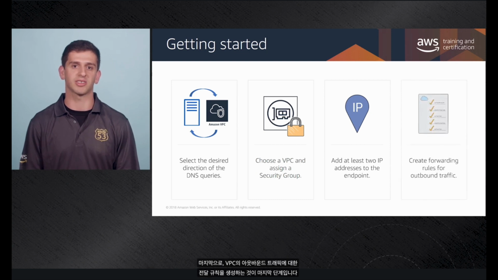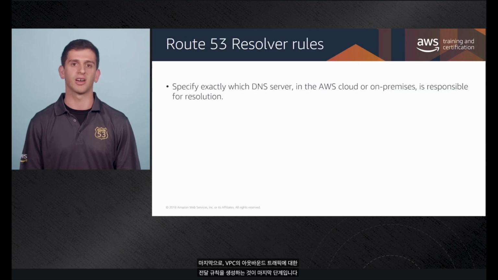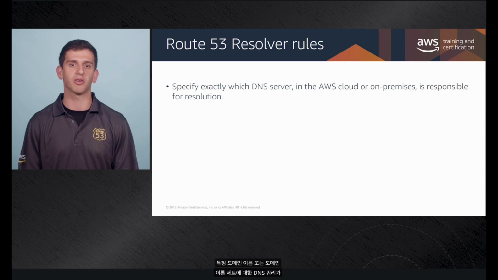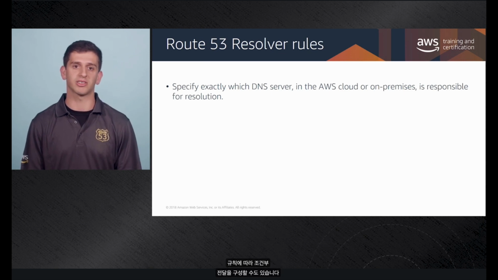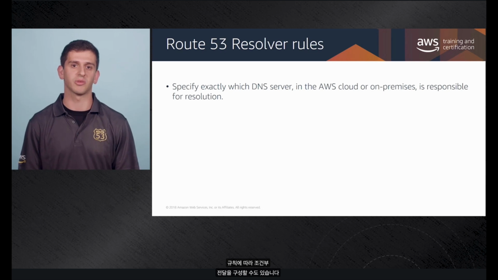Finally, the last step is to create forwarding rules for outbound traffic from your VPC. A rule defines how DNS queries for a particular domain name or a set of domain names should be handled. Rules also let you configure conditional forwarding, which means sending queries for specific domain names to a different recursive DNS service at a particular IP address for resolution.